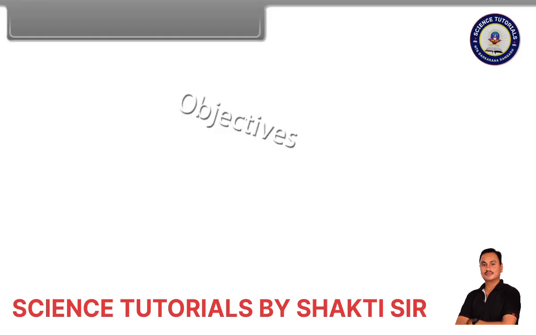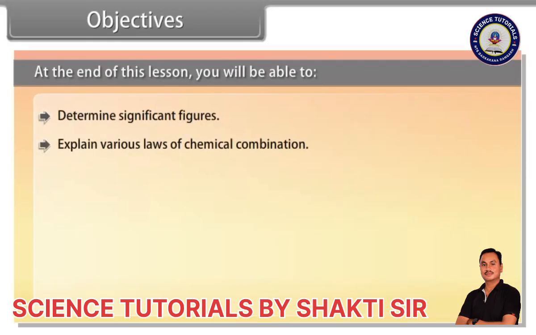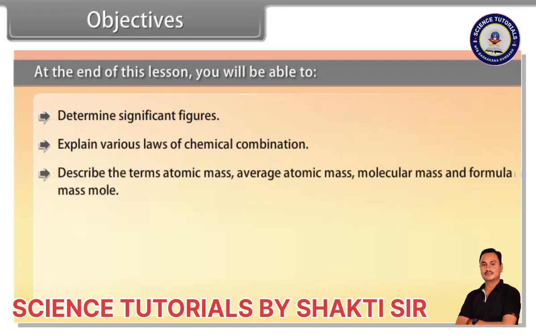Objectives. At the end of this lesson, you will be able to determine significant figures, explain various laws of chemical combination, describe the terms atomic mass, average atomic mass, molecular mass, formula mass, and mole.